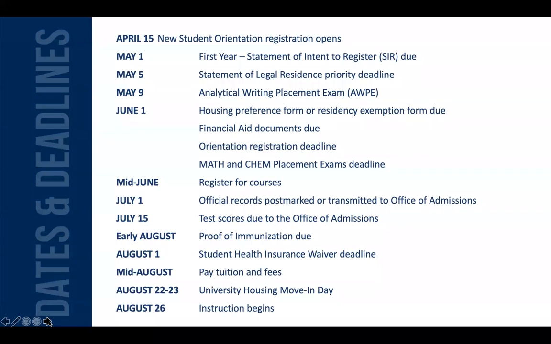Isn't that exciting? I'm excited for you. This is a milestone in your lives. This is something that you need to start thinking about. This is the process that you have to go through. Make sure that these dates are embedded in your mind so that you'll be ready to start at UC Merced.